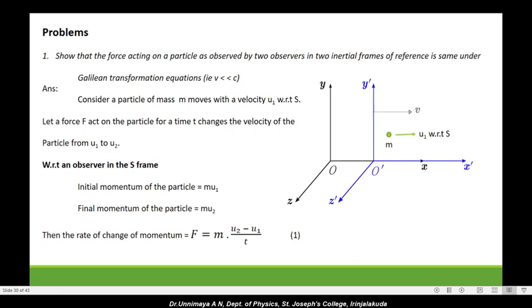So the first problem is, show that the force acting on a particle as observed by two observers in two inertial frames of reference is the same under Galilean transformation equations. So in order to solve this question, consider a particle of mass m which moves with a velocity u1 with respect to the inertial frame S. Here we have two frames, one is the S frame, one is the S prime frame. The S prime frame moves with constant velocity v. We are considering a particle having mass m which moves with velocity u1 with respect to S.